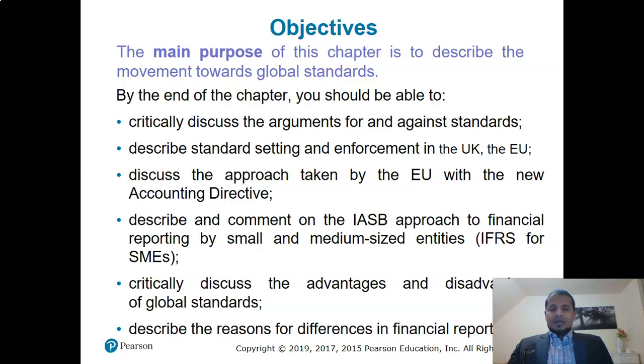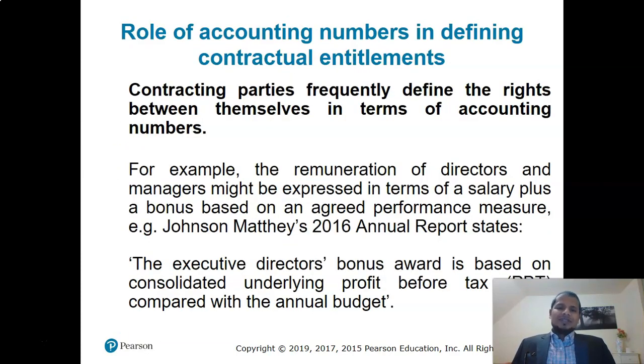All right. So let's see the role of accounting numbers in defining contractual entitlements. As you know, different people work in organizations, right? So which people have what kind of rights in the organization is determined by accounting numbers. For example, the remuneration of the directors. The entitlement to remuneration basically depends on the profits of the organization. And the directors are the people who run and manage the organization.